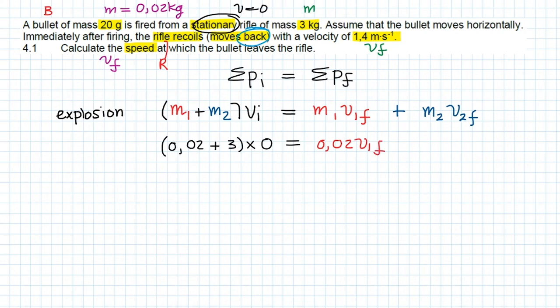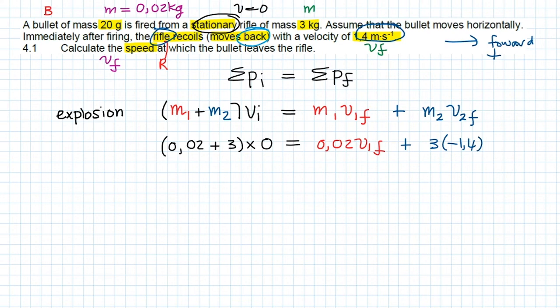And we know that for the rifle, it has a mass of 3, and in the end, its final velocity is going to be negative. Okay, Grade 12s, we need to choose one direction as negative and one as positive. Let's choose forward as positive. That means that when the rifle recoils, its velocity is going to be negative. So into this formula, we're going to plug in negative 1,4.